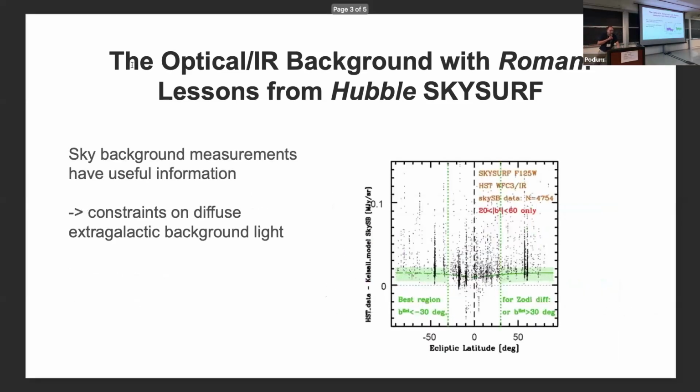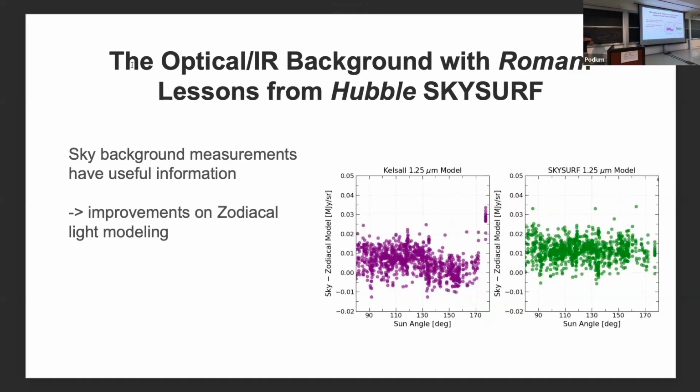The other message I want to convey to you is that the backgrounds themselves are really astrophysically interesting. In SkySurf, we've identified this diffuse background that is present in HST with WFC3/IR imaging. This can provide constraints on the diffuse extragalactic background light, but then also the backgrounds that we're seeing can be used to study the zodiacal light and diffuse galactic light that are in front of that extragalactic signal.